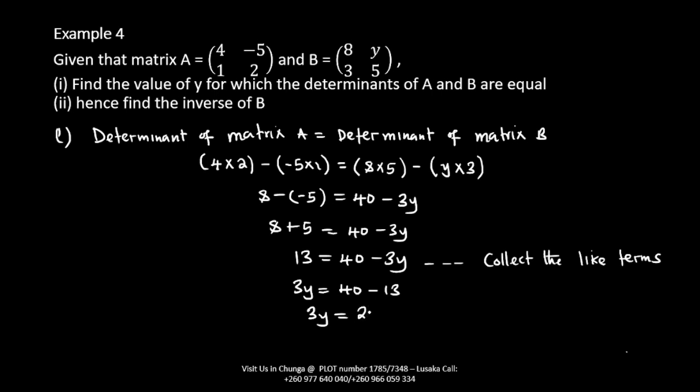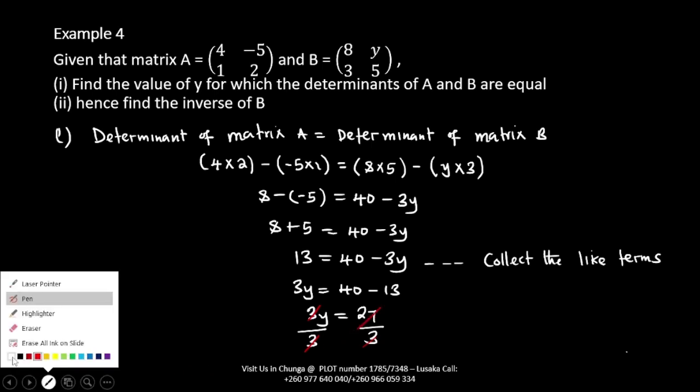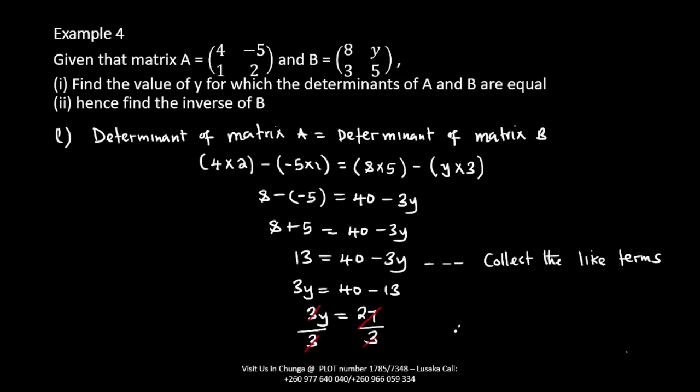We are going to have 27. So what do we do at this stage? You divide both sides by 3. So when you divide both sides by 3, 3 and 3, you remain with the Y. Then 3 into the 27, we are going to have Y being equal to 9. So we have solved the part 1.